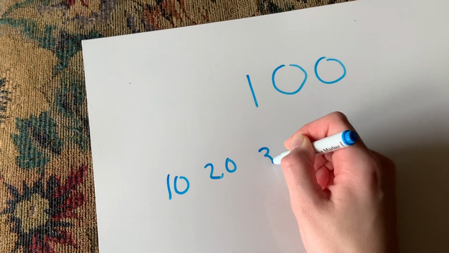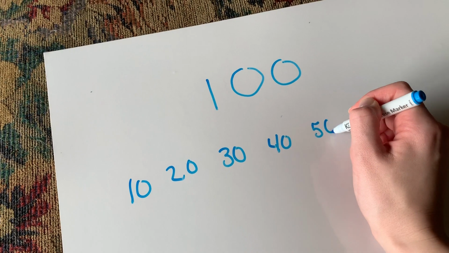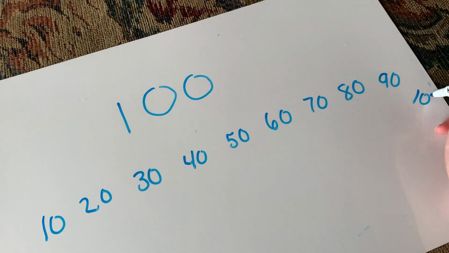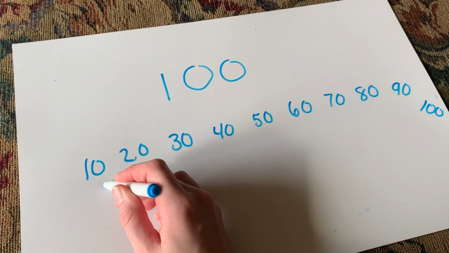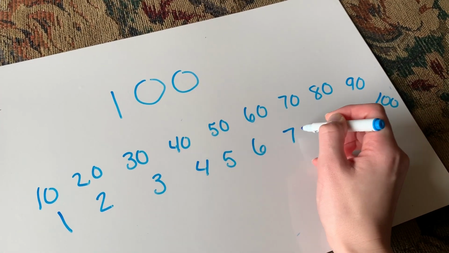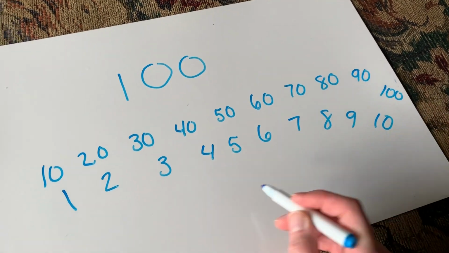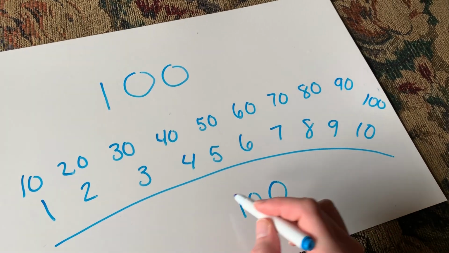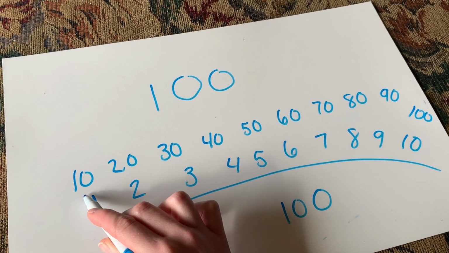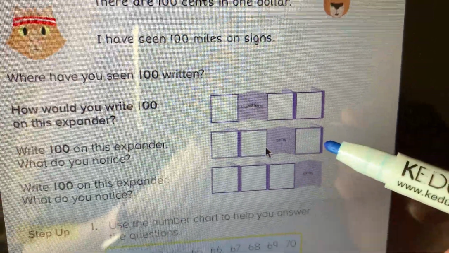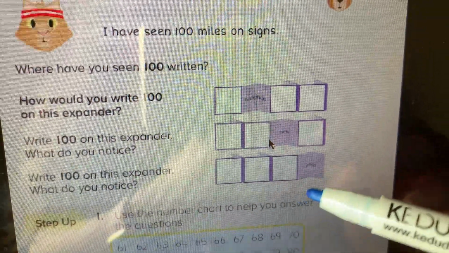10, 20, 30, 40, 50, 60, 70, 80, 90, 100, and I counted each one out, I would see that there's 10 tens in 100 because I counted by tens 10 times. So for that next one, you're just going to write 10 and then 0. And how would you write it if it was all ones?